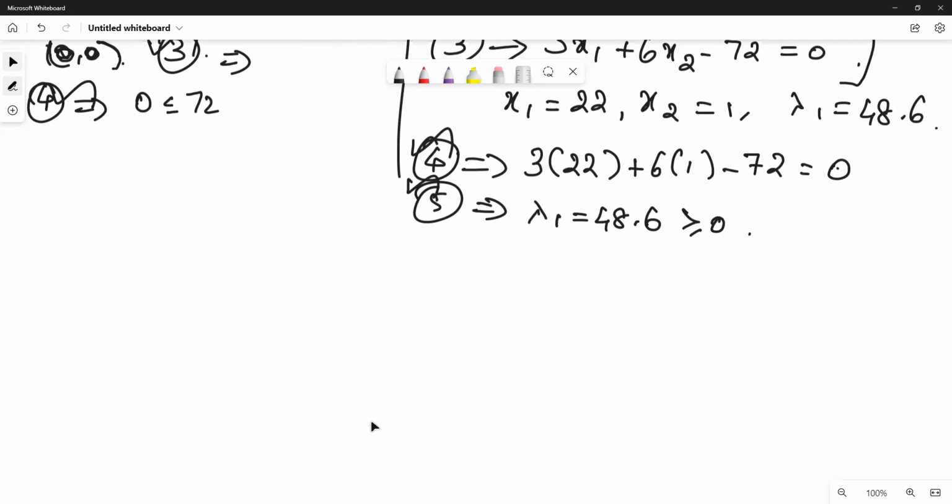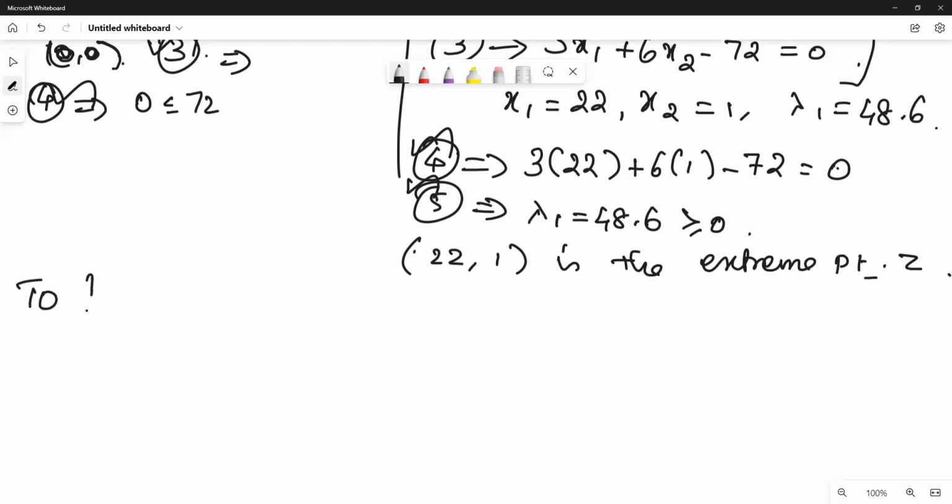Okay. So now we have got the solution because it satisfies all the KKT conditions. So we can say that 22, 1 is the extreme point of the given function z or f of x. But we should know whether this point is a maximum point or minimum point, because in the question they have not specifically given whether it is a maximization question or minimization question. In that case, we have to find whether the problem is of maximization or minimization.